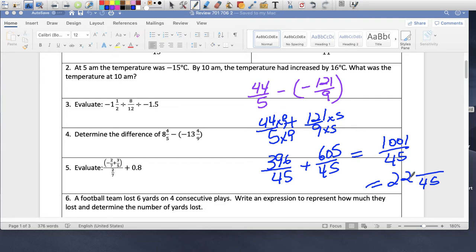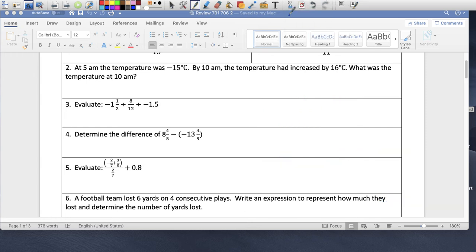2 times 45 equals 90. So it's going to be 11 left over. So this is your final answer. Again, you might have a different answer because it might be the non-simplified version.